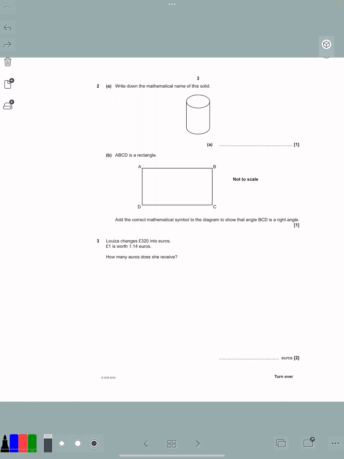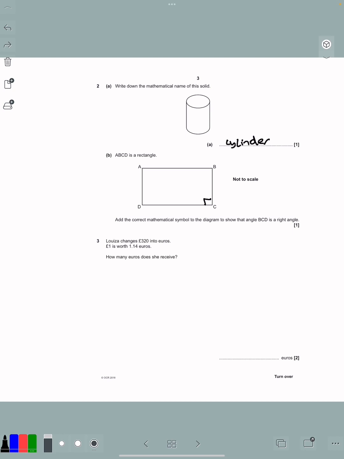Question 2a, this would be a cylinder. ABCD is a rectangle. Add the math symbol to the diagram to show that BCD is a right angle. That would be this. Louisa changes £320 into euros. £1 is worth 1.14 euros. How many euros does she receive?